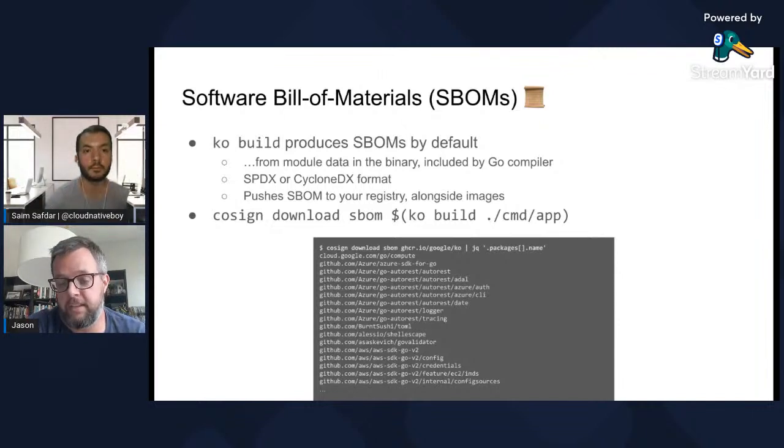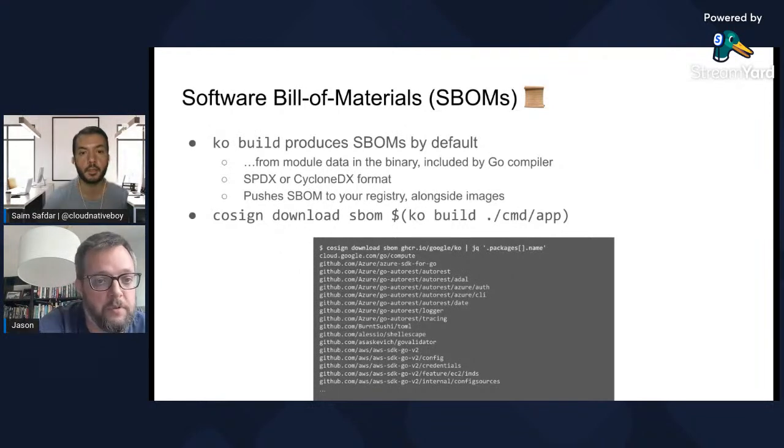And as Go releases add more and more relevant build information, ko will pick that up and include it in your SBOM as well. So you can use a tool like Cosign to download the SBOM that ko pushes. This is an example of ko's own image. ko builds its own image using itself. You can do cosign download sbom of the ko image and then list all the package names that ko depends on. And you see there we depend on Azure and AWS and all these things, mostly for the credential helpers.